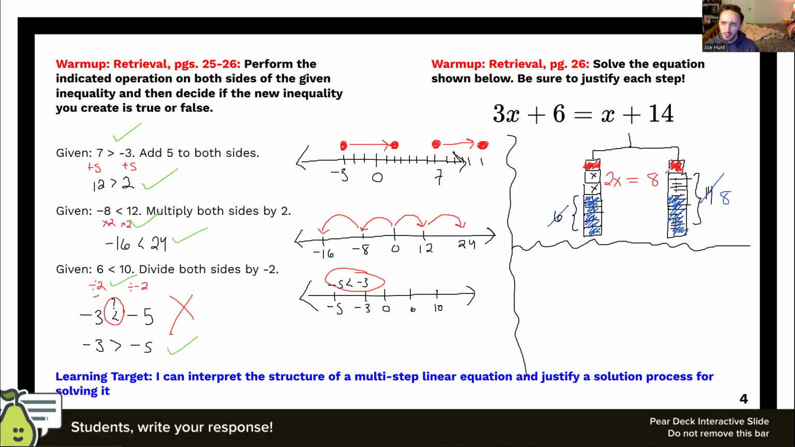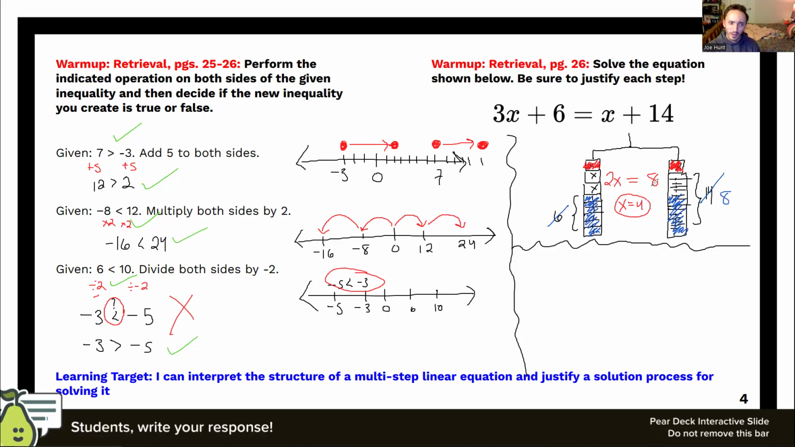So how many unit blocks must each of the x blocks weigh? Well, if there's 2 of them and they have to balance out with 8, that would tell me that each of those x blocks is ultimately weighing 4 ones, 4 unit blocks, so to speak. So my solution to this is going to look like x equals 4.